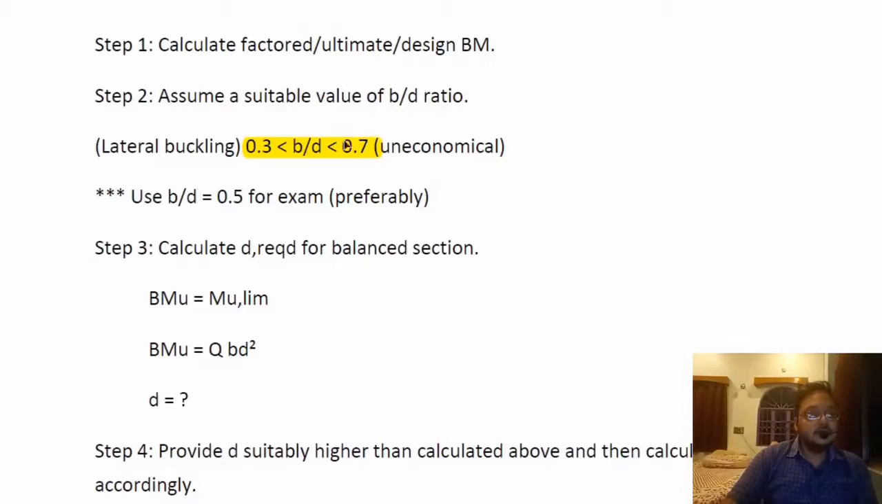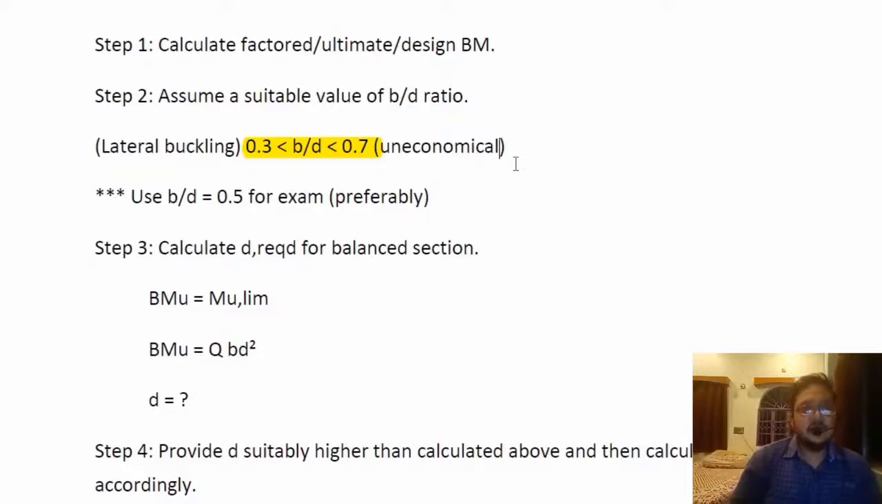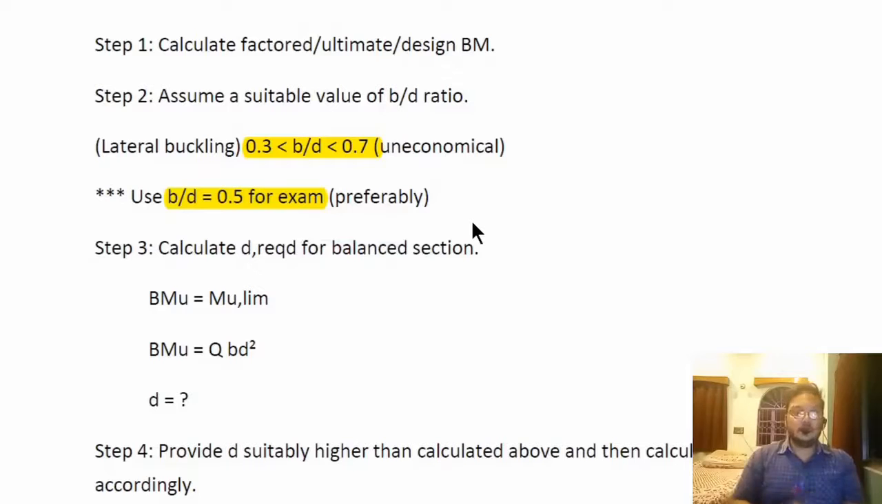Also if it is more than 0.7, the design will be uneconomical, and there will also be some problems in getting the neutral axis. Actually there will be no such gap between the neutral axis and the lever arm. So this is another reason. Preferably we use B by D equal to 0.5 for exams. In most competitive exams, the questions are set in such a way that we can use 0.5 and our answer will be satisfactory.